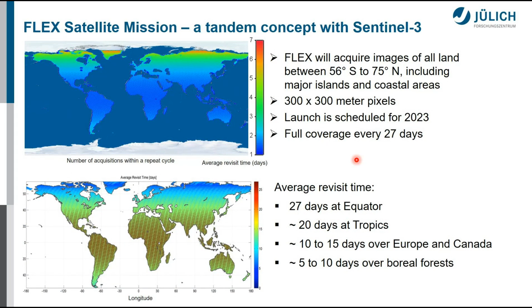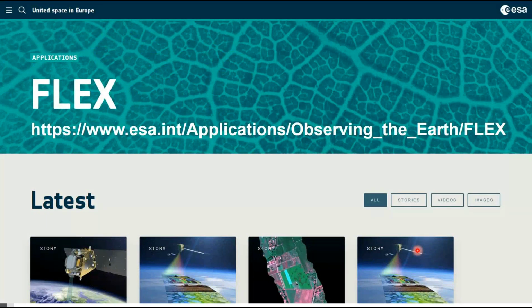And by doing so, we are at the moment pretty confident that we will be able, in 4 to 5 years from now, to deliver global maps at a 300 by 300 meter pixel resolution and a revisiting time of 27 days at the equator, which results in a revisiting time in Germany of approximately 12 to 13 days.